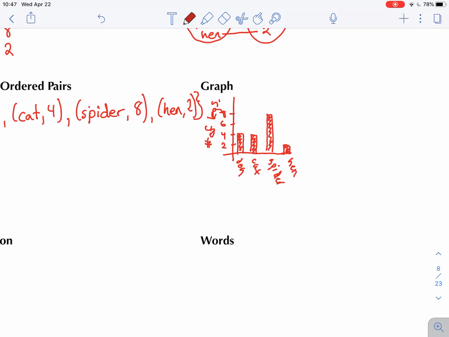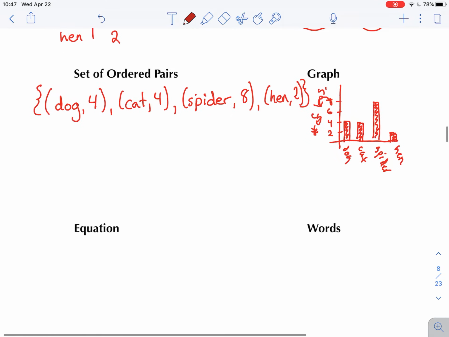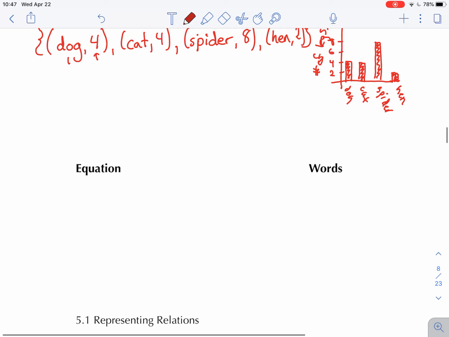What's important about the graph is the range values always go vertically. The domain values always go horizontally. In our ordered pairs, the domain value is first and the range value is second. Now, equation. I cannot do an equation for this. There is no equation that relates the animal to how many legs it has. So this one has no equation.